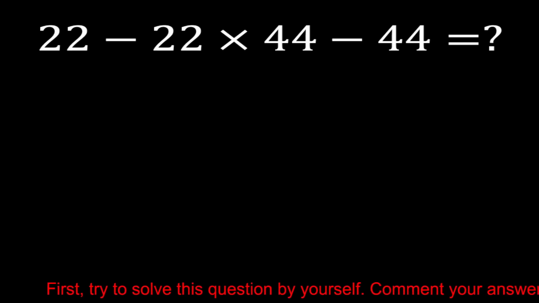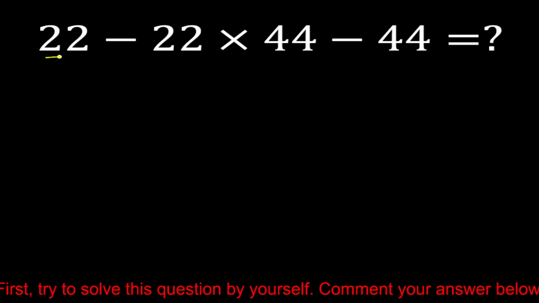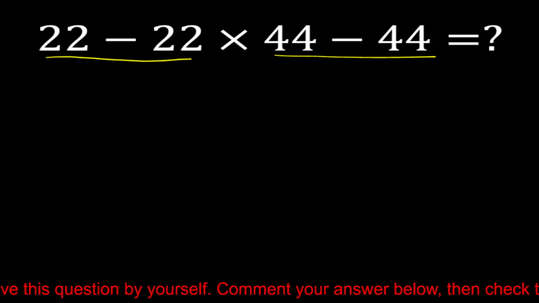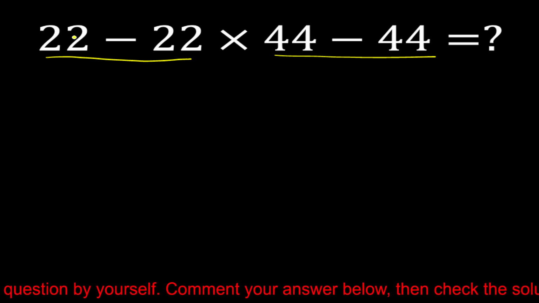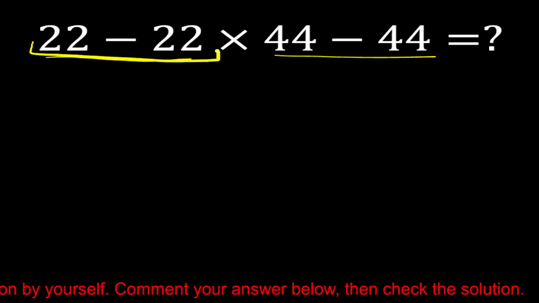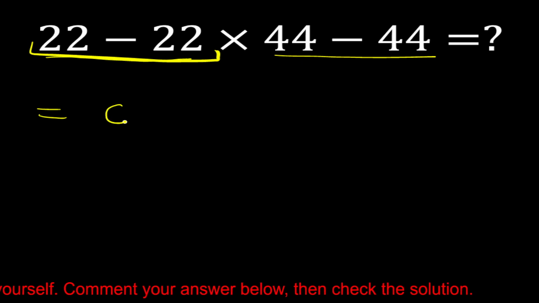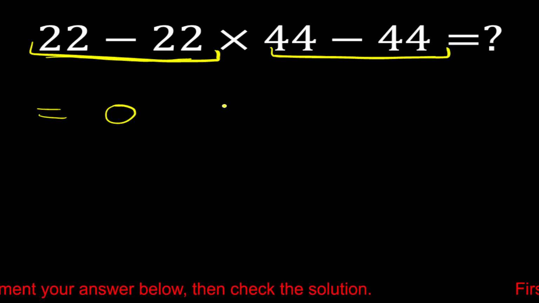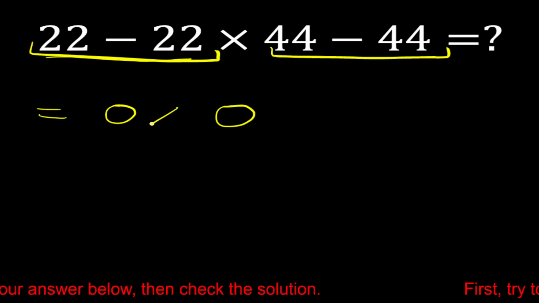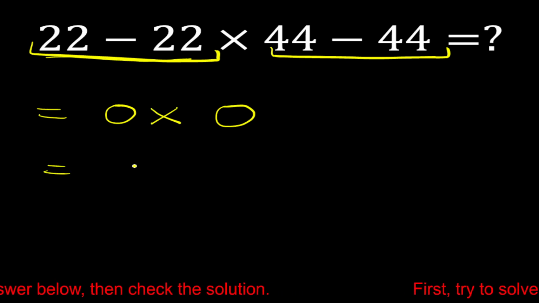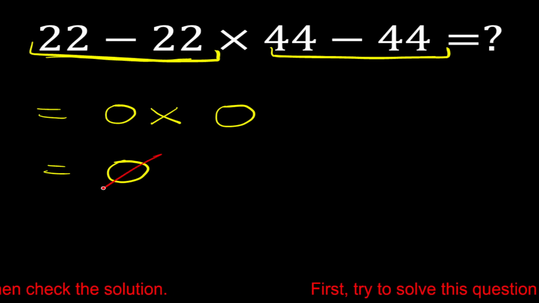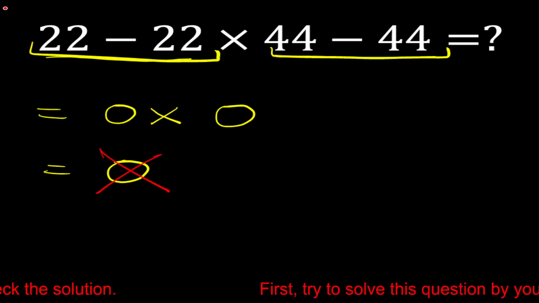So here we have a question: 22 minus 22 multiply 44 minus 44. Most people solve this question like this: 22 minus 22 is equal to 0. Then 44 minus 44 is also equal to 0. Now 0 multiply 0 is equal to 0. But this answer is not correct. This answer is completely wrong.